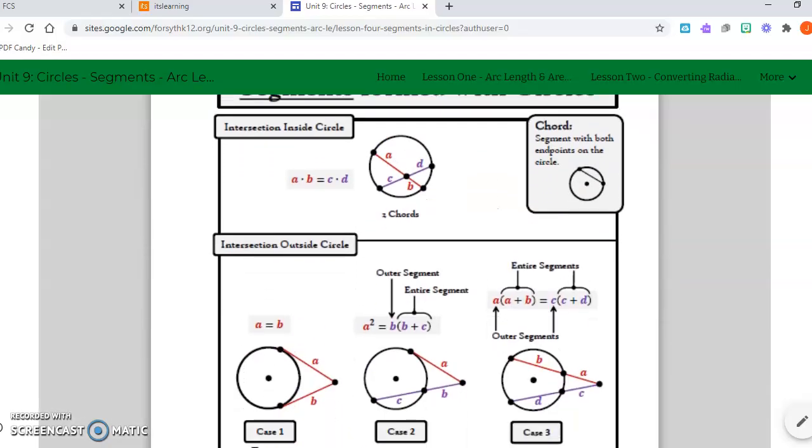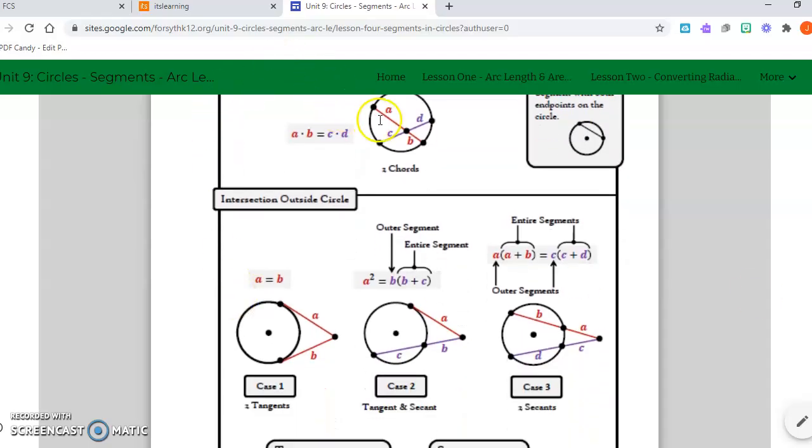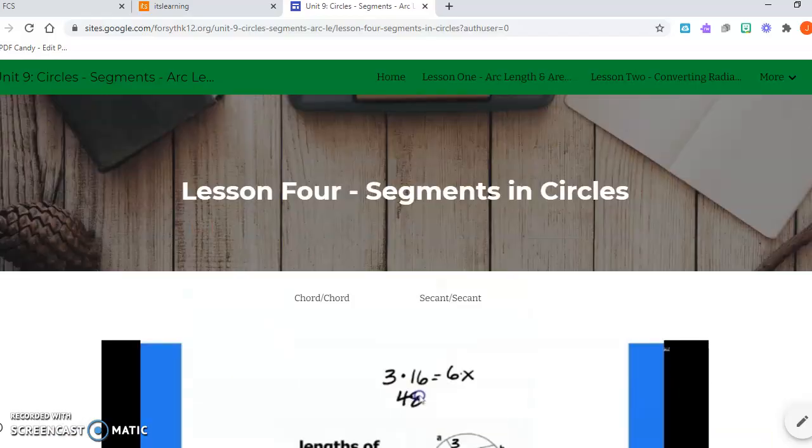Your different segment rules rather here, with your chord being that your part times your part equals your part times your part. Your tangent, where the 2 tangents are congruent to each other. And then you've got tangent secant, where your tangent squared is equal to the outside piece times the whole piece, where you add them together. And then secant, out times whole equals out times whole. Okay, so once you finish with all of that, you'll be done and ready for your tangents lesson.